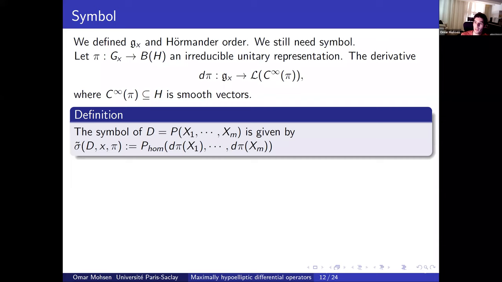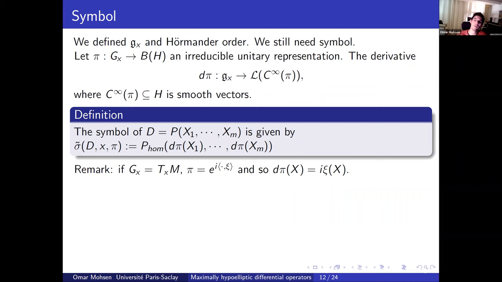Okay. For example, if the vector fields already span the tangent space, then the group is the tangent space. The representation is just this, where it's like a covector. The derivative is this, and this is literally just the classical principal symbol. But of course, you run into an issue here, which is: is this well-defined? That's actually much more complicated than it looks.